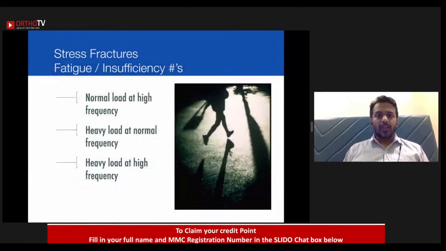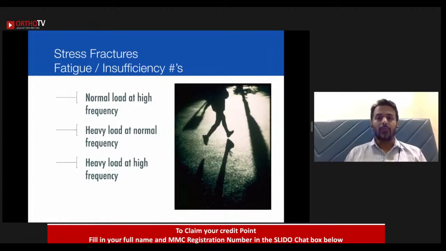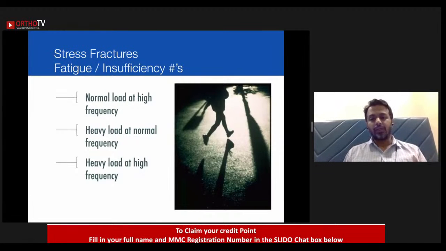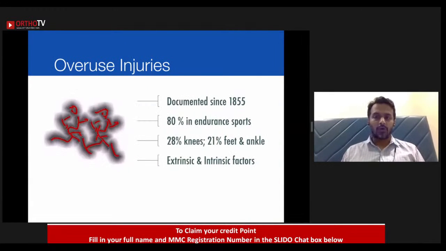So we know that stress fractures, or fatigue or insufficiency fractures, are due to normal load at high frequency, like an overuse injury, or a heavy load at a normal frequency, but not a high enough load to break the bone entirely, or heavy load at high frequency. So it can be a variation, but the load is not big enough to cause an acute fracture; it is subacute, suboptimal loading. Overuse injuries have been documented since 1855. It's 80% in endurance sports, and we see almost 28% in knees and 21% in foot and ankle.